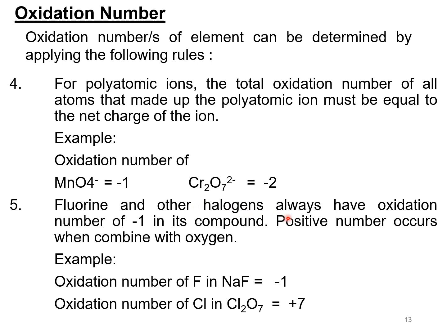Fluorine and other halogens pula will always have oxidation number of negative 1 in its compound. For example, if you look NaF, compound NaF, if you nak tahu oxidation number of fluorine di dalam NaF, dia akan jadi negative 1. Tapi, if the halogen tu combine dengan oxygen, maka dia akan jadi positif. Okay, if you look at here for Cl2O7, if you nak tahu oxidation number for Cl in Cl2O7, so the oxidation number untuk Cl ni akan jadi positive 7.